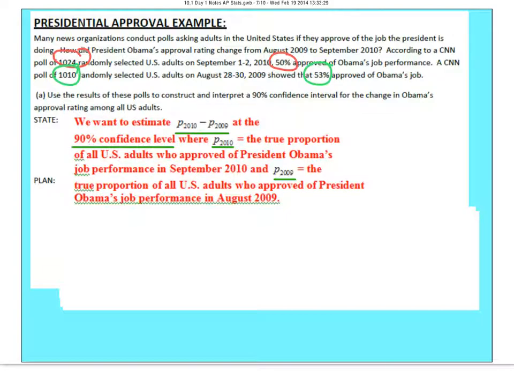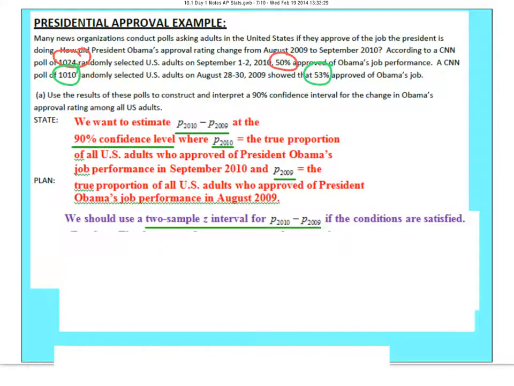Now, for the plan portion, let's just state the test: we are going to perform a two-sample z-interval for p of 2010 minus p of 2009. This is actually all you have to state. Again, all you want to choose is: is it one or two sample, is it z or t, and are we doing an interval or a test?